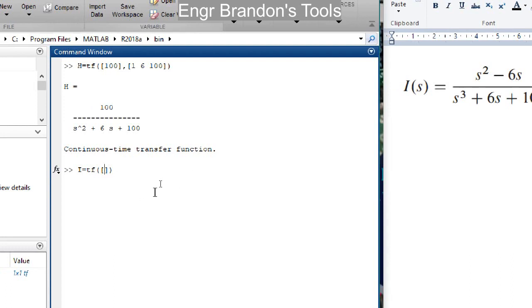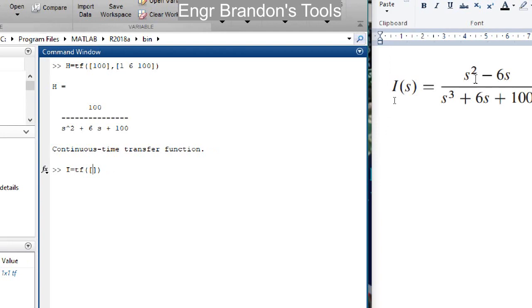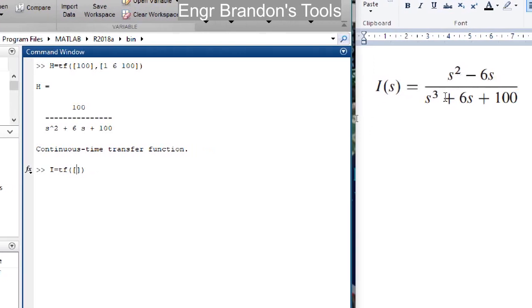For the first square bracket, coefficients of s and powers of s with the constant term. I have as powers of s, s squared and s. The coefficient of s squared is 1, so I'm going to enter 1. The coefficient of s is negative 6, so I'm going to enter negative 6. There is no constant term here. The constant term is 0, so I'm going to enter 0.